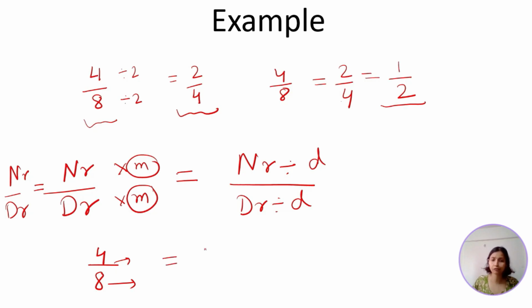So if I multiply 4 by 8, I will get 32. So to get the equivalent fraction, I need to multiply 8 also by 8 and I will get 64. So 4 by 8 and 32 by 64 are equivalent fractions, or fractions which have the same value.